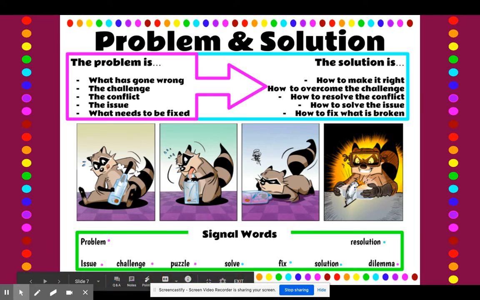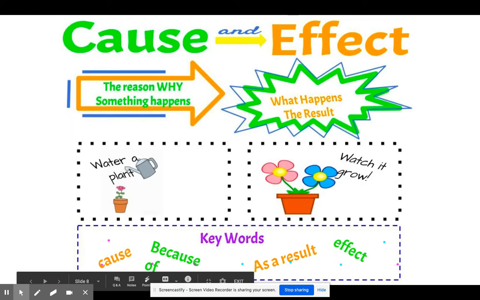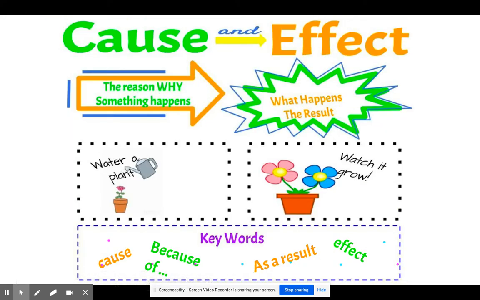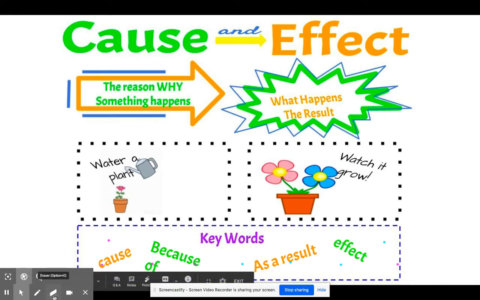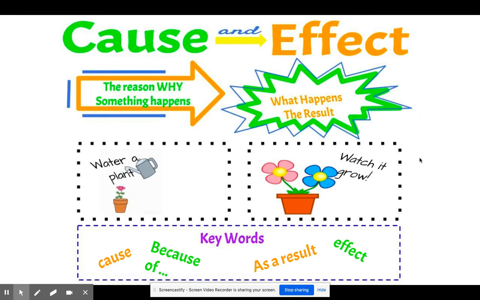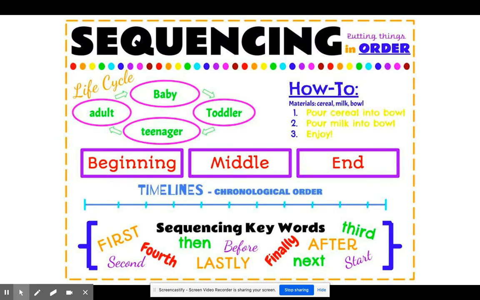Okay. All right, the next one that we are going to talk about or review is cause and effect. Remember, cause is the reason why something happens. Effect is what happens, the result. So if I water a plant, the effect is I can watch it grow. I'm going to see keywords like cause, because of, as a result, effect. All of those words signal to me that the author is trying to tell me why something happens and what happens as a result. And the last one that we're going to spend a lot of time on is sequencing.